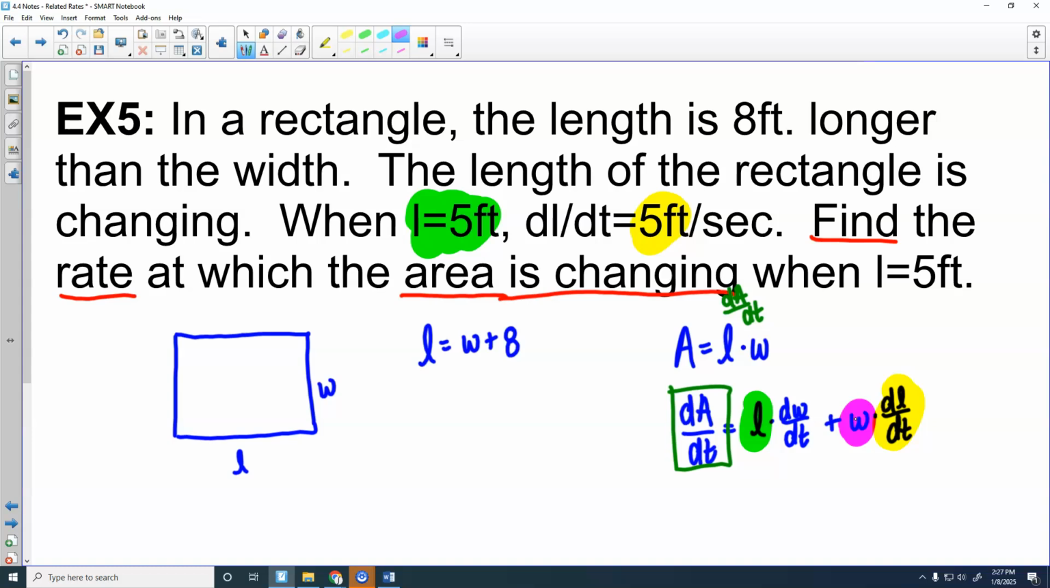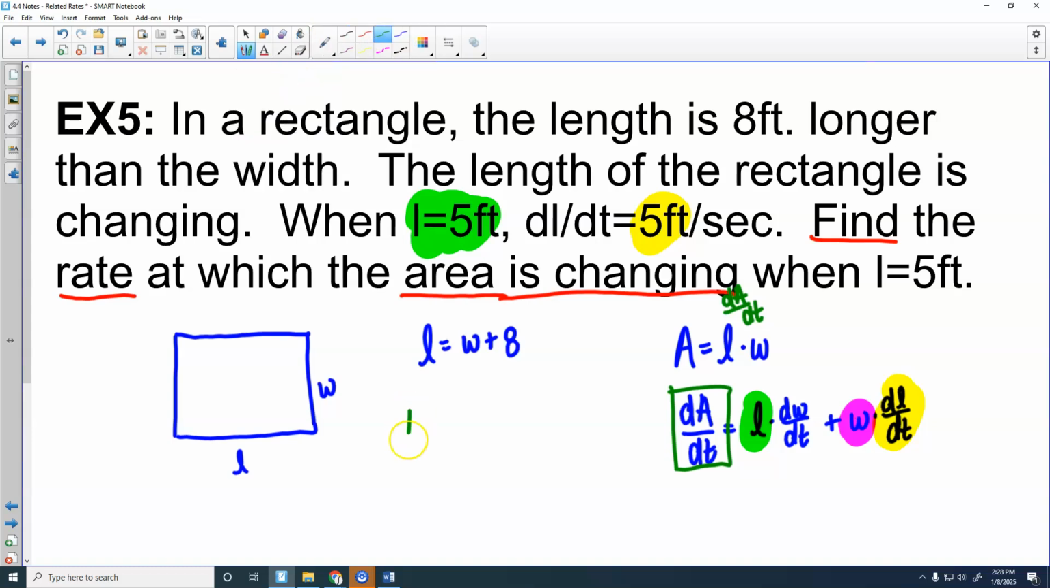What about that dW/dt? Do I have any information about that? I have none. I don't know anything about dW/dt, and I also have no way of figuring out what dW/dt is. There's not any way that I could do that. So while everything I did here is correct, you wouldn't be able to solve the problem if you did it this way. So sometimes you have to backtrack and look at your original equation.